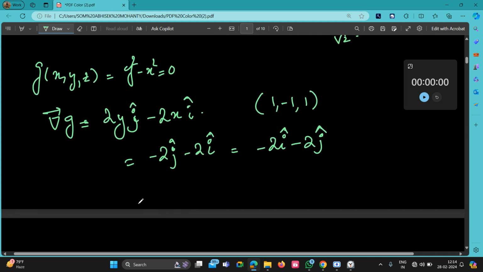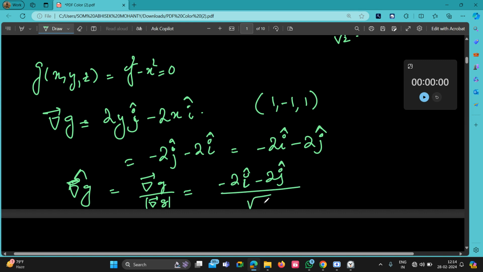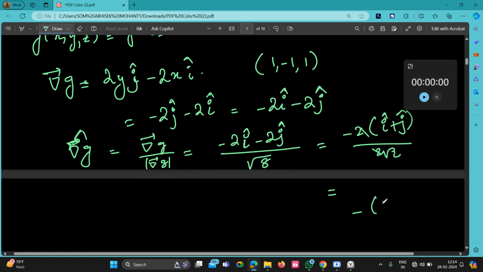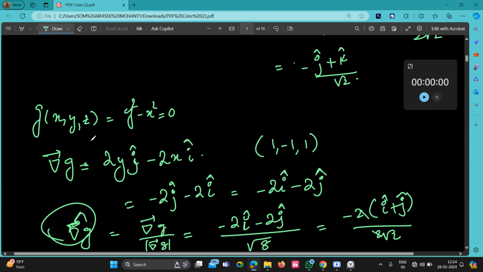So the normal to g will be what? Del g cap, that is del g divided by magnitude of del g. So minus 2 i cap minus 2 j cap divided by root of 4 plus 4, that is again root 8. So minus 2 whole into i cap plus j cap divided by 2 root 2. Root 2 cancel. Minus of i cap plus j cap divided by root 2. So this is one normal, and this is another normal.